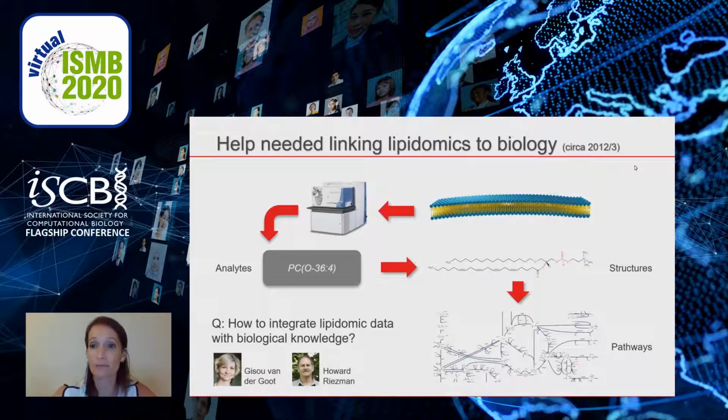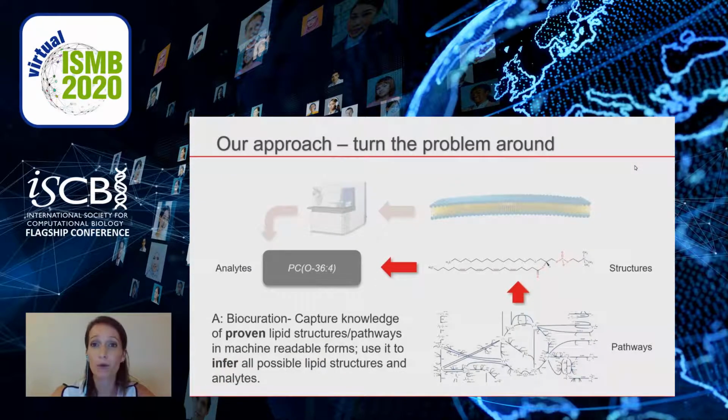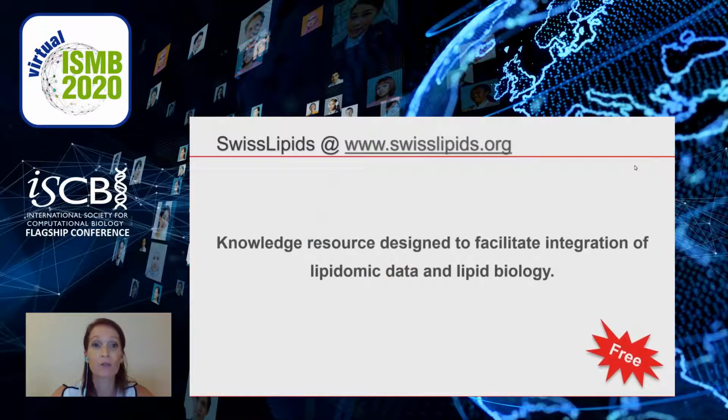As you know, when you run samples in your mass spec, you get a list of analytes that cannot always be linked to specific structures and hence the lipid biology. So our approach was to turn the problem around and use biocuration. We capture knowledge from literature of proven lipid structures and pathways in machine-readable forms, and we use it to infer all possible lipid structures and analytes. So SwissLipids can be found at SwissLipids.org. It's freely available, and it's a knowledge resource designed to facilitate integration of lipidomic data and lipid biology.